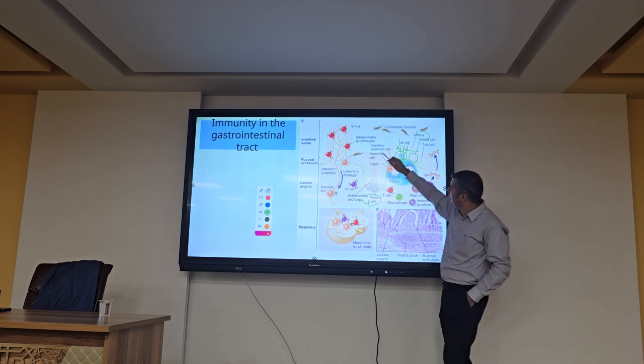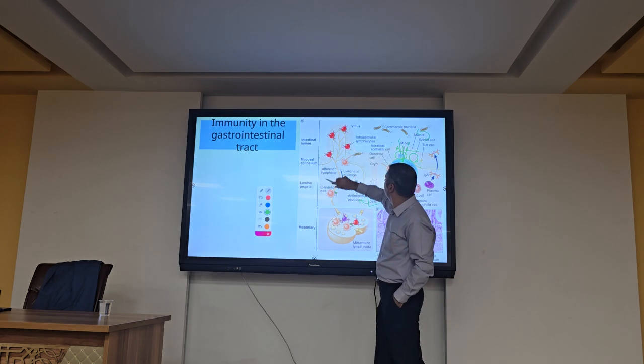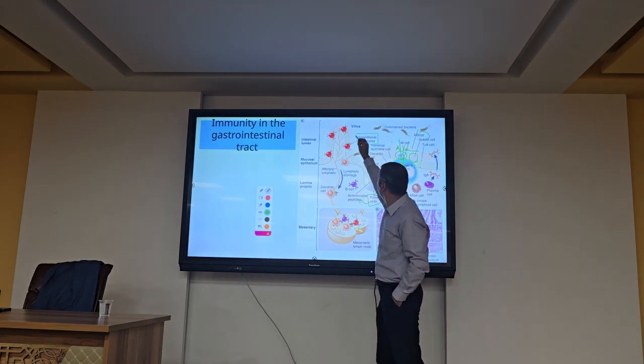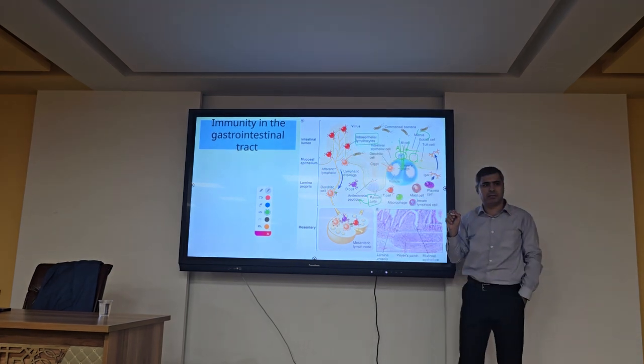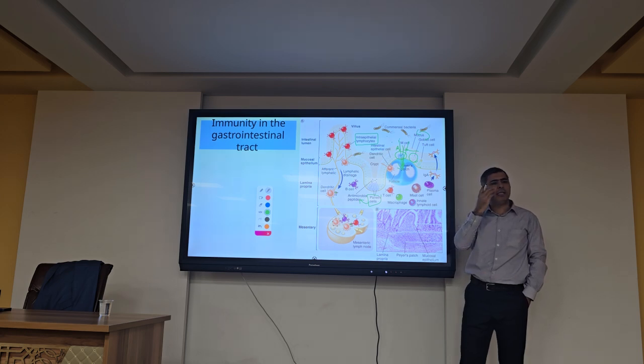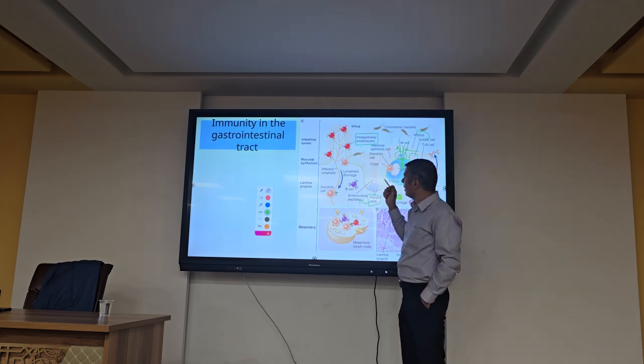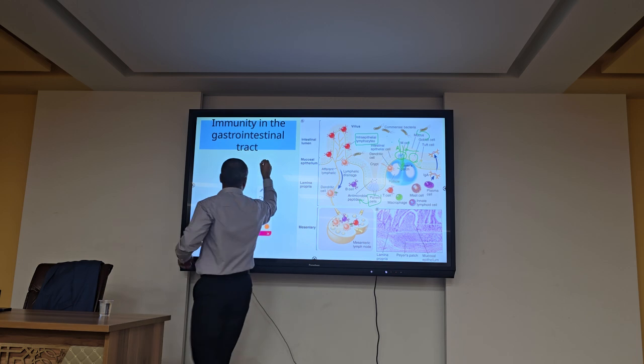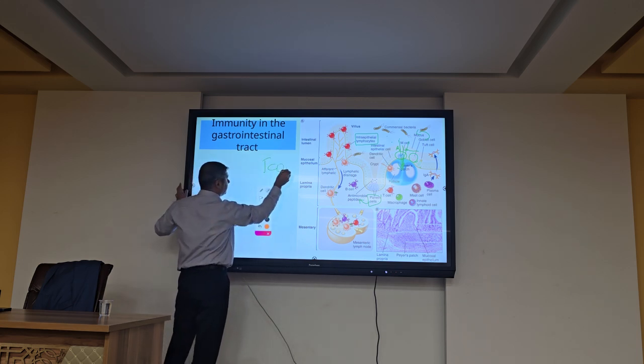Besides, we have some intraepithelial lymphocytes. They are mainly CD8 positive.